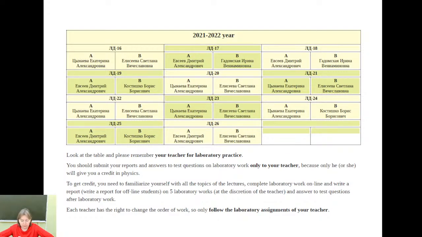Each group is divided into subgroups A and B. And each subgroup has its own teacher. Look at the table, please. Look at the table and find your group number. And look at the table and remember your teacher for laboratory practice.